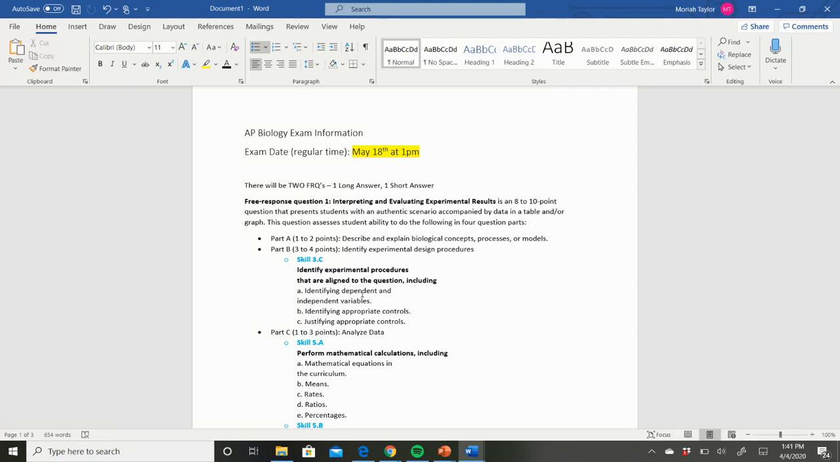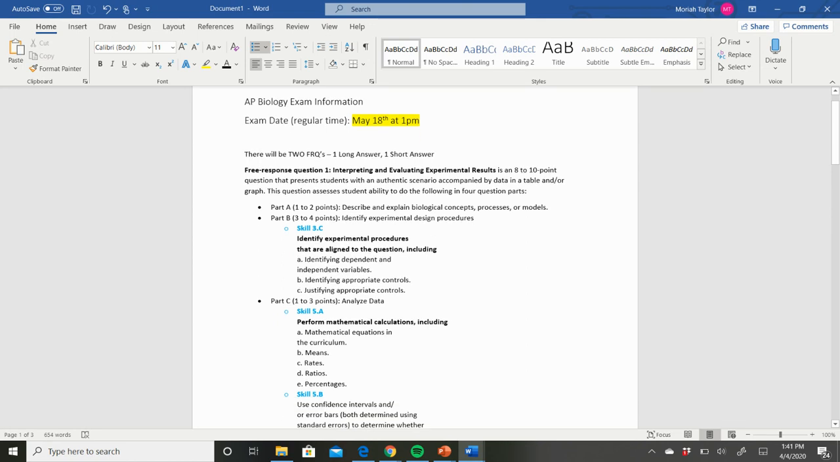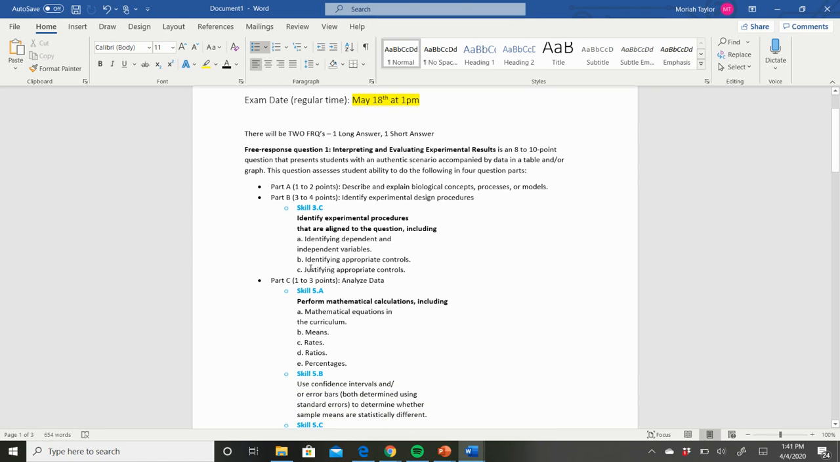Remember, we've talked about positive and negative controls. Those are very popular in AP biology, and they could absolutely ask you the difference between the two controls, or why a control was missing, or what control is present in the experiment. So just make sure that you have your controls down and your concept of controls down. And then you can also be asked to justify the appropriate controls.